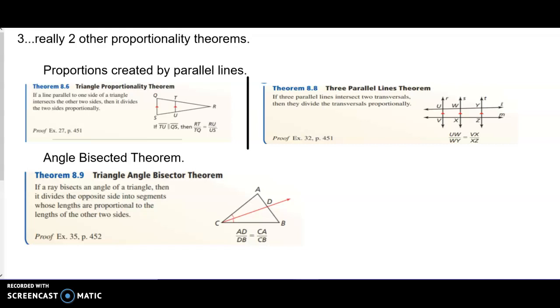It is technically 3 different theorems, but I think really these two are the same, and I'll talk about why here in a second. There are proofs for exercises, but I'm not worried about the proofs right now. This is more just being able to identify and see the ratios.